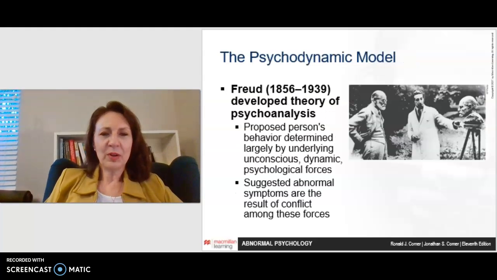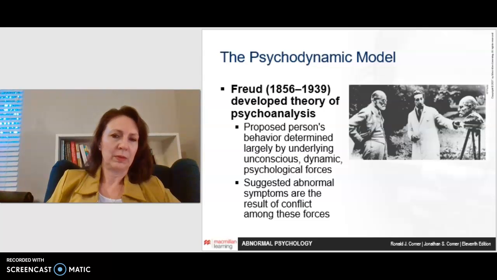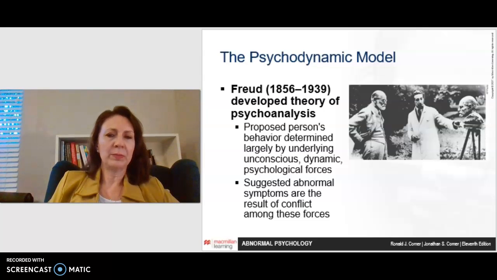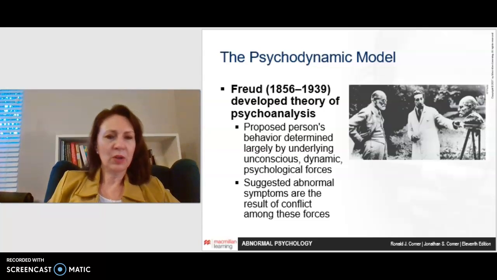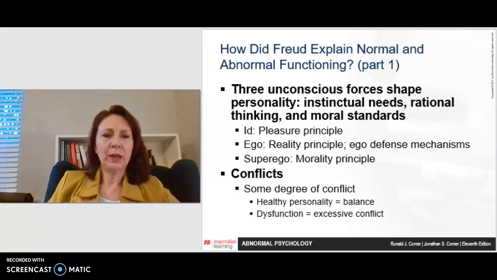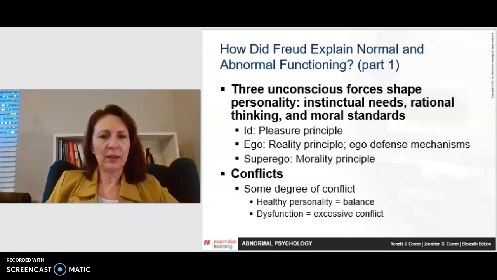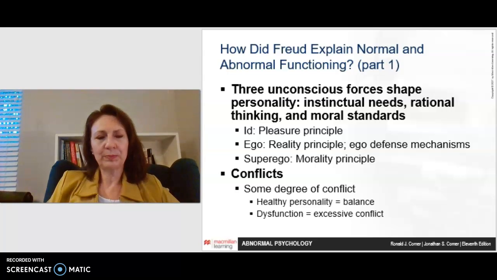The next model that we're going to talk about is the psychodynamic model, and it was developed by Sigmund Freud. He kind of in pieces developed the theory of psychoanalysis, and he proposed that we have these unconscious forces that drive our behavior, and that our abnormal symptoms are the result of conflict between them. So, the three unconscious forces that shape our personality are the id, which is the pleasure principle, the ego, which is the reality principle, and the superego, which is the morality principle.